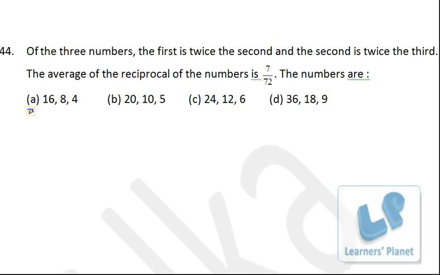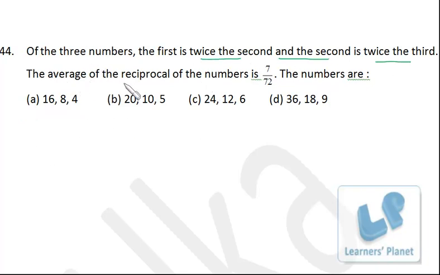Now see this question. Of the three numbers, the first is twice the second and the second is twice the third. The average of the reciprocal of the numbers is 7 by 72. The numbers are... Okay, pretty simple. All the three numbers have been given in the options. So definitely among all the options, the first is twice the second and the second is twice the third. So we cannot eliminate any of them using this information, right?